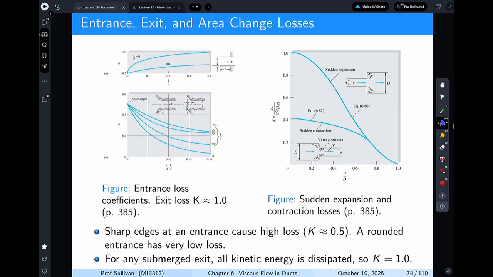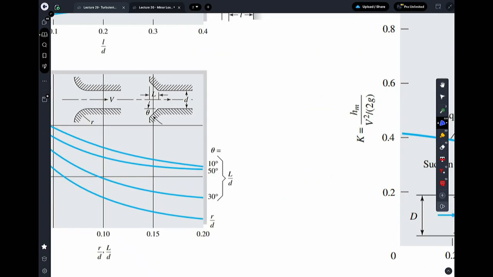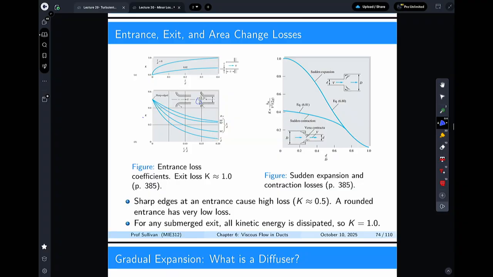So you have exit losses of 1, but you can have sharp edged over here. You have R over D, L over D, K for those. And you have a theta, which is defined just as this right here. And you can see that by extending this, making it a smoother, longer curve, you have less exit losses. You also run into another problem, which is that if you make it too smooth and too long, then you got to pay a lot for material.